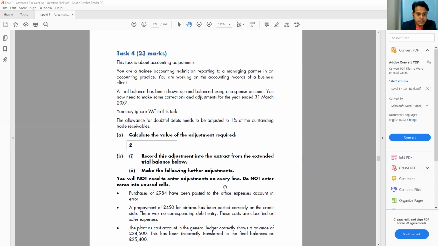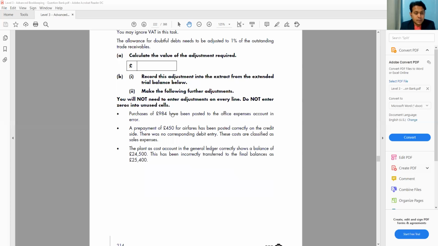The next thing we have here, number B. On number B, they said record the adjustment into the extract from the extended trial balance below. Make the following further adjustment. You will not need to enter adjustment on every line. Do not enter zeros into unused cell. Okay, we're not going to enter zero if the cell is not used at all.